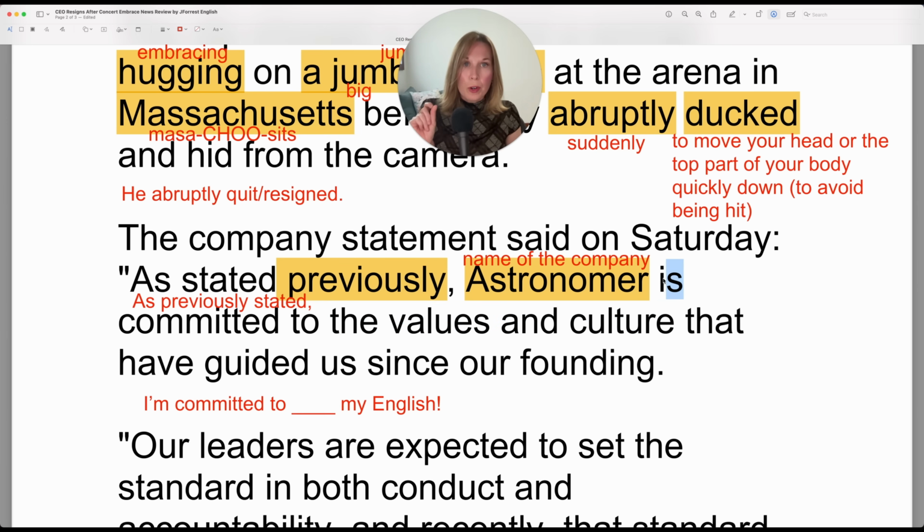Here we have our verb to be conjugated with astronomer, third person singular. It is committed. This is always in the ed form because it functions as an adjective. Committed, id, with that id pronunciation, committed. To is part of the expression to be committed to.